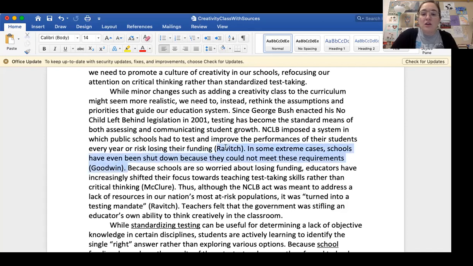Okay, what I want you to notice here is I have not just relied on one source to back up my argument. I have found multiple sources about No Child Left Behind to back up that argument. So I've got Ravitch, I've got Goodwin, and I'm about to get somebody named McClure. The way to think about this is, pretend that you walked into a room and eight people are in there and they're all talking about the same thing. In this case, they're all talking about No Child Left Behind and standardized testing.